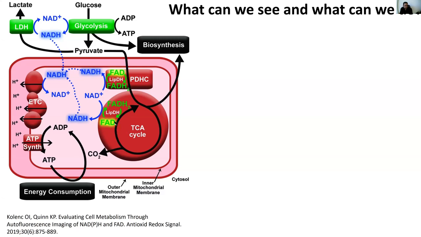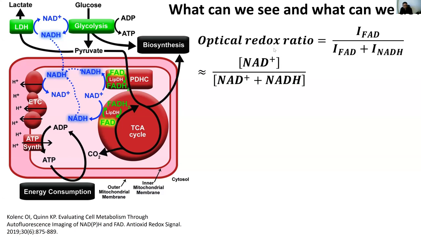So the idea is, can we use NADH and FAD to actually see what is happening in metabolism? And that gave rise to the optical redox ratio, which is basically an intensity ratio of FAD divided by FAD plus NADH. Now I have to tell you that there are different definitions of this.